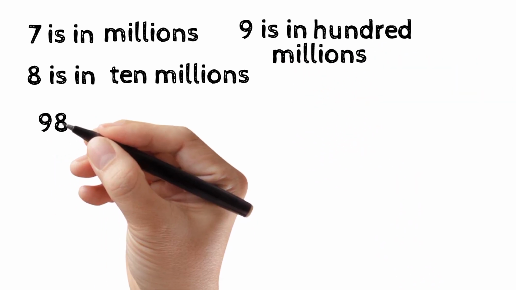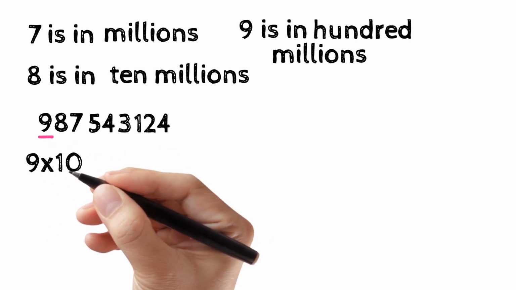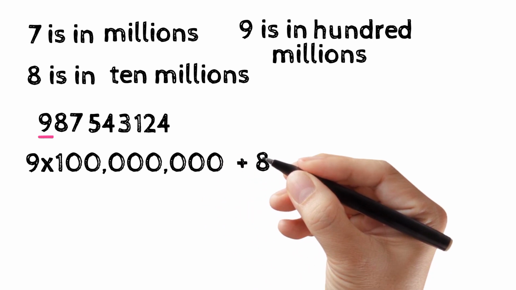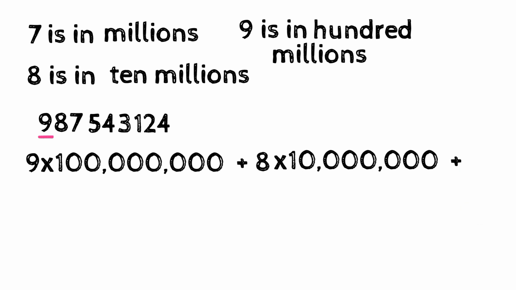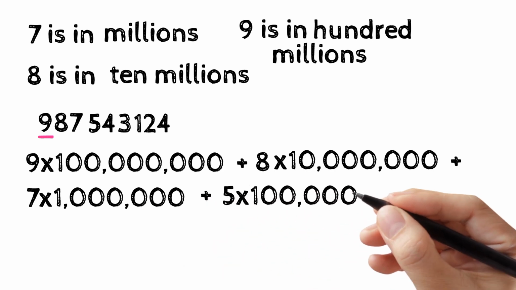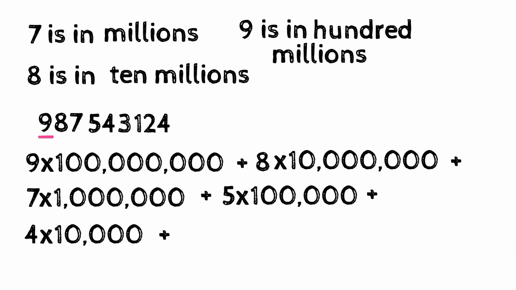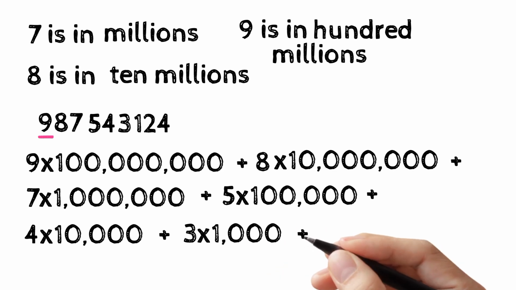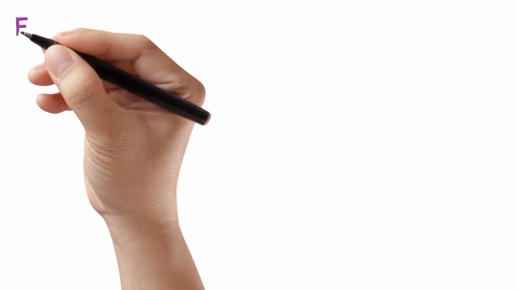So to arrange this number in expanded form, we are going to start with the first number from the left side, which is 9 times 100 million, then plus 8 times 10 million, plus 7 times 1 million, plus 5 times 100,000, plus 4 times 10,000, plus 3 times 1,000, plus 4 times 100, plus 2 times 10, and the last one is 4 times 1.